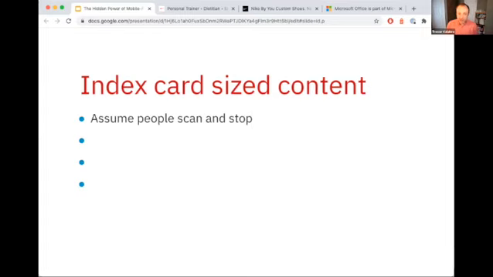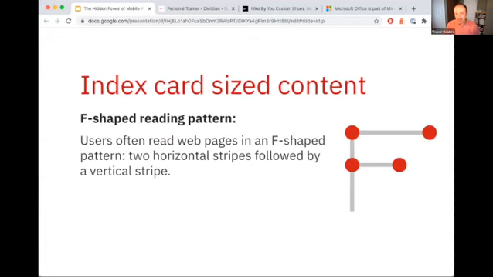So why is this true? Because we have to assume people are scanning and stopping, as opposed to that lean back, right? So I hope most of you are familiar with the F-shaped pattern. I'll go over it really quickly, but users often read web pages like a letter F. And there's all kinds of patterns. There's the layer cake, the zigzag, the lawnmower, but they all kind of say the basic thing. Most people are not reading your content like a book.